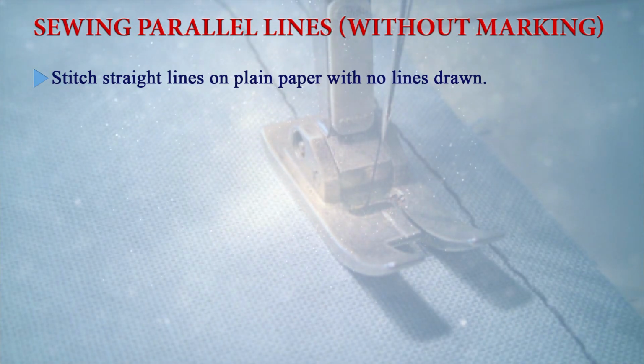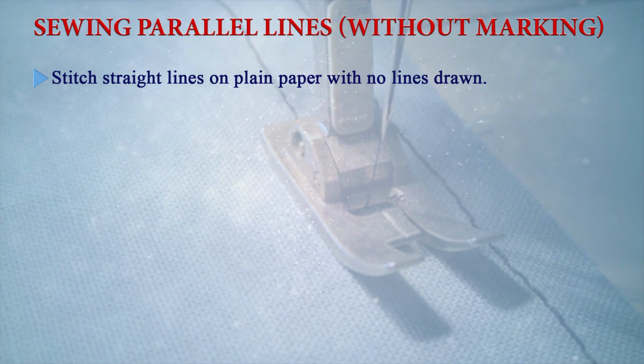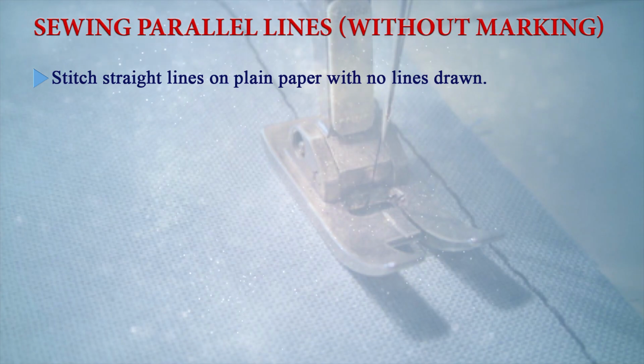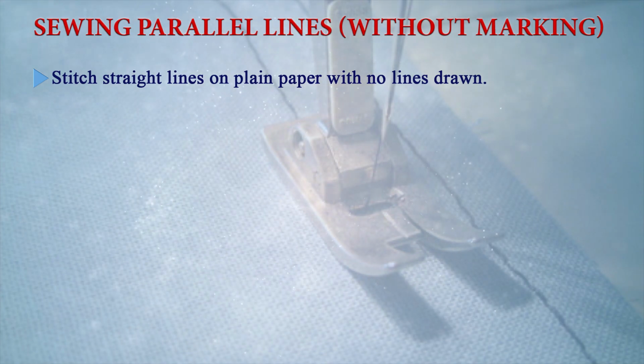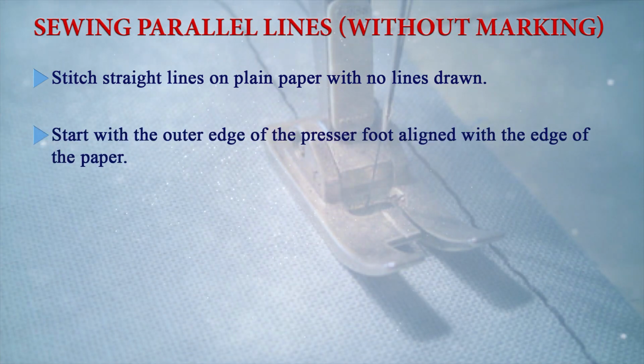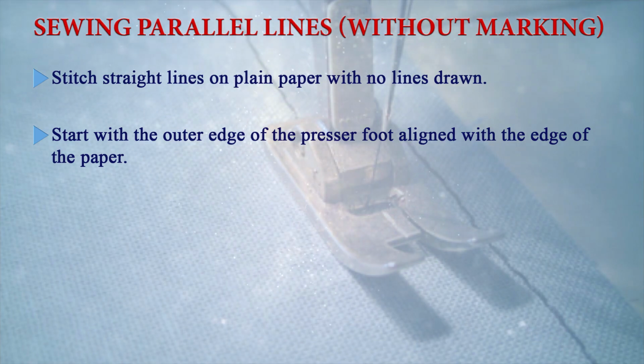Earlier we drew a line on a paper, and then did the stitching practice on that line. After we have done that practice, we stitch straight lines on a plain paper without drawing any line. We start with the outer edge of the pressure foot aligned with the edge of the paper.